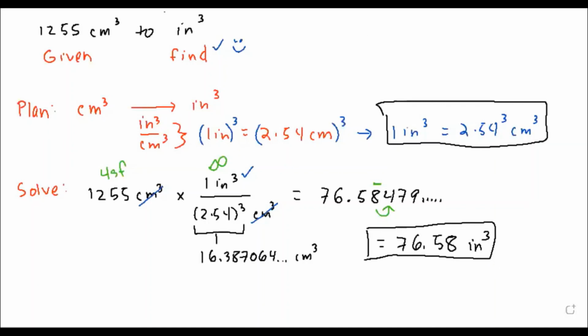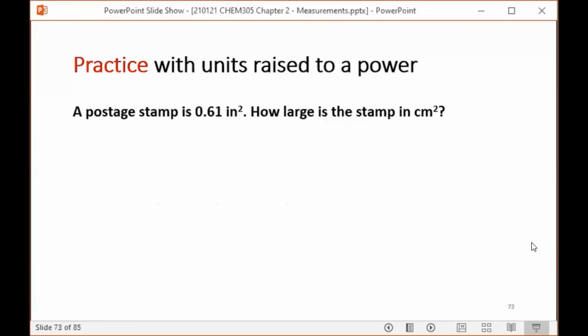All right, let's go back to PowerPoint. Okay, we have another practice one of these. So see if you can try setting this one up on your own. And then of course, I'll go through and set it up. Pause the video if you need to. So a postage stamp is 0.61 inches squared. How large is the stamp in square centimeters? So this is a conversion problem where you have units raised to a power.